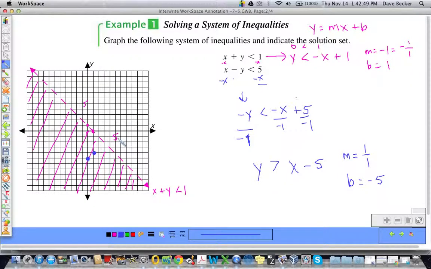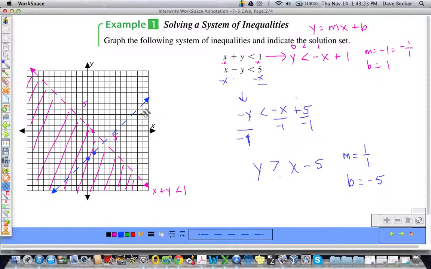Okay, and then again I have to see, is my line solid or is it dashed? And it's dashed because it's just greater than, it's not greater than or equal to. There is no equal to symbol here, so that means it's dashed. I already have it dashed. Let's make it blue to be consistent. I'll start it here and see if it goes through those 2 points. Not bad at all.